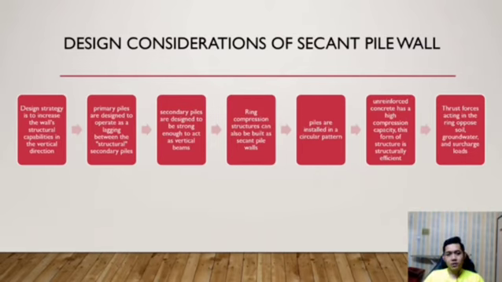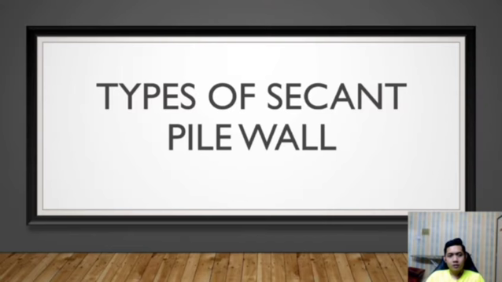For ring compression, structures can also be built as secant pile walls, and piles are installed in a circular pattern. And then the unreinforced concrete has a high compression capacity. This form of structure is structurally efficient. And lastly, the thrust force acting in the ring opposes soil, groundwater, and surcharge loads. And we will go to the types of secant pile wall.